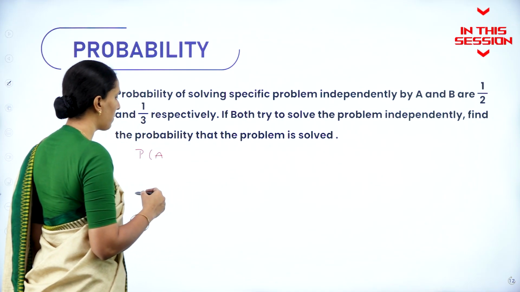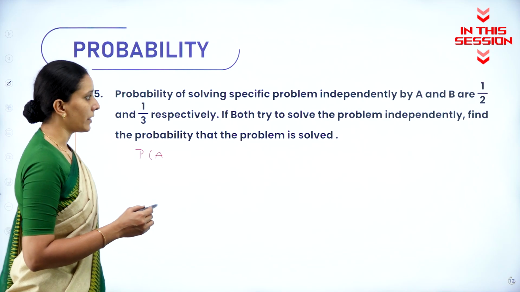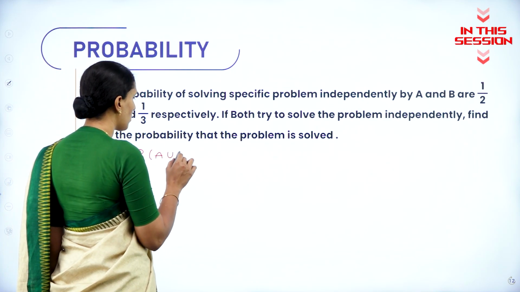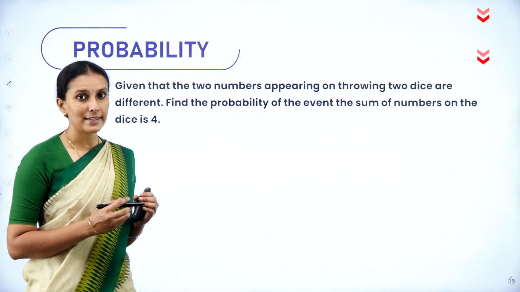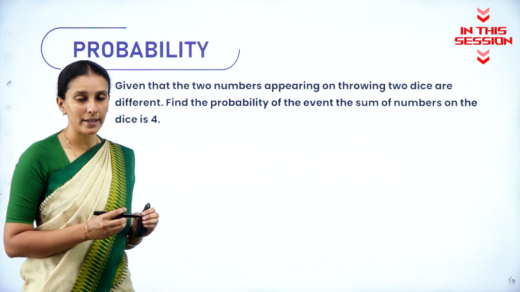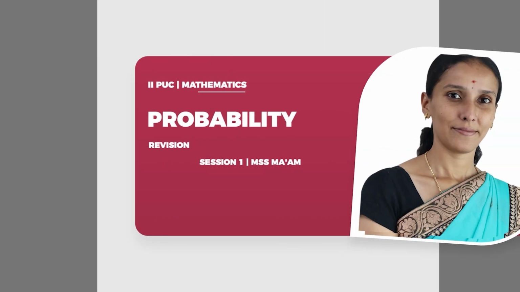Solving specific problem. So the probability of solving a specific problem means either it can be solved by A or it can be solved by B. The total number of outcomes in throwing 2 dice is 36. But we need an event where, when you throw the dice, the numbers appearing on the 2 dice are different.